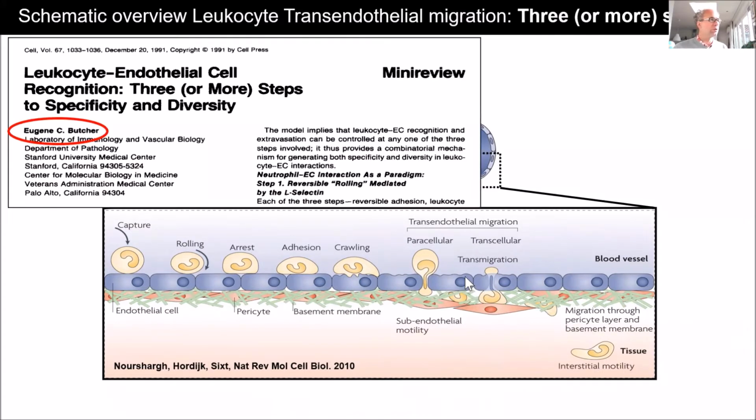It was already Eugene Butcher in 1991 who suggested specificity and diversity, three or even more steps to this process. And this was very accurately described in this mini review in Cell, and it's still worthwhile looking at that actually.